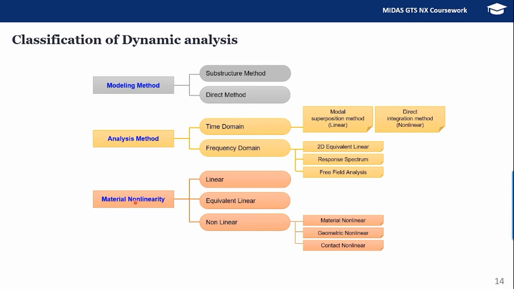And now in terms of material nonlinearity, we have a linear material, we have equivalent linear material, and we have nonlinear material. In the nonlinearity, again, we have material nonlinear, geometric nonlinear, and contact nonlinear. All these three nonlinearities can be considered in GTS NX. So as a whole, GTS NX is a highly equipped dynamic analysis tool. You can do free field analysis, equivalent linear analysis, time history analysis, or response spectrum analysis by considering all the material nonlinearities.